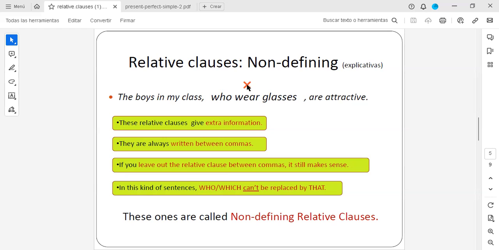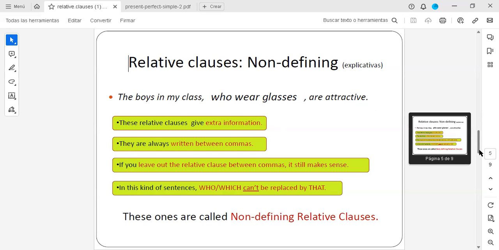Okay. Pero no, y aquí estoy explicando. Okay. Los que usan aquellos o quienes usan lentes, esos son los atractivos. La inteligente. Okay. That's the difference between relative clauses, defining and non-defining. Y esto es cuando usted quiere explicar algo.